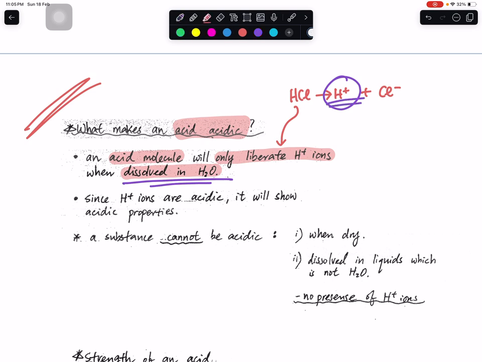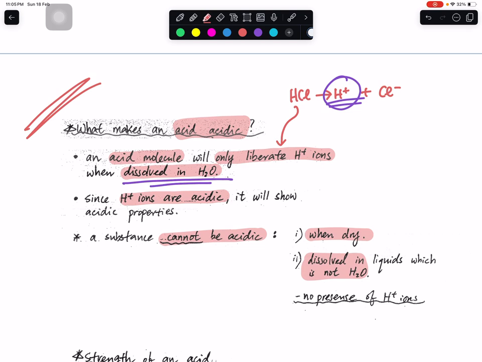Why are we so concerned about these H+ ions? It's because these H+ ions are acidic. That means HCl is not the acidic guy; the H+ that it produced is the acidic one. Only when you have H+ will you show acidic properties. Therefore, you will never be acidic when you are dry or if you are dissolved in a liquid that is not H2O.